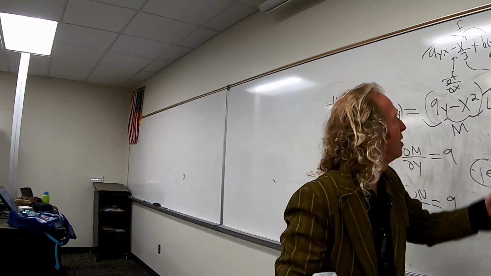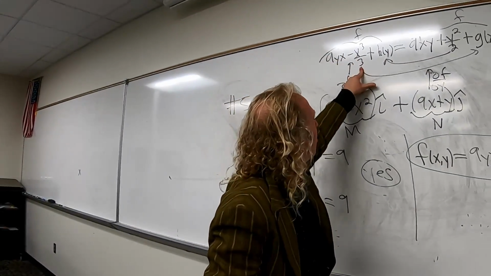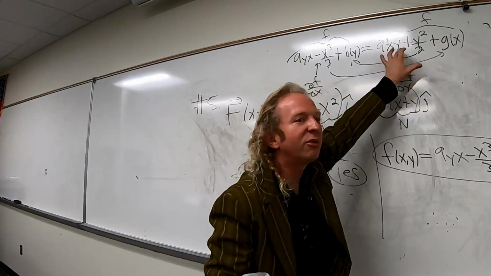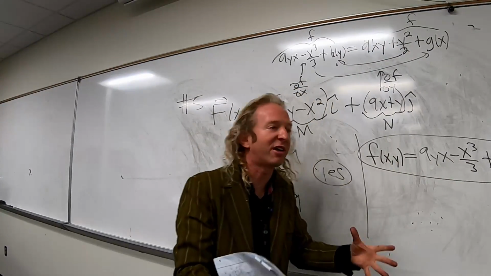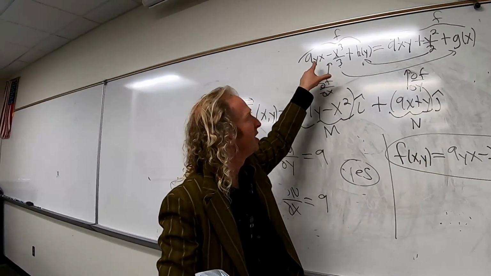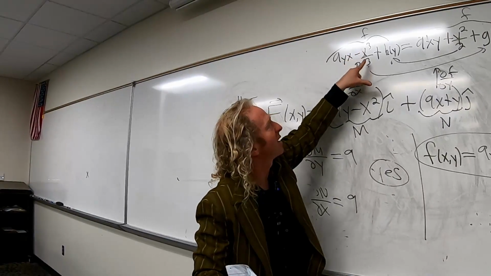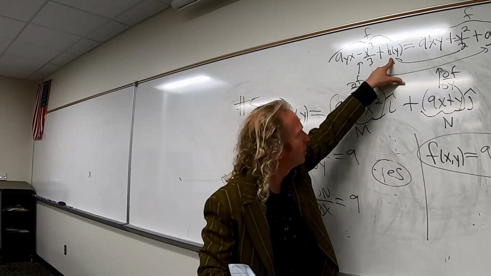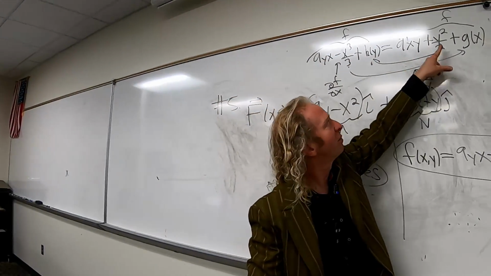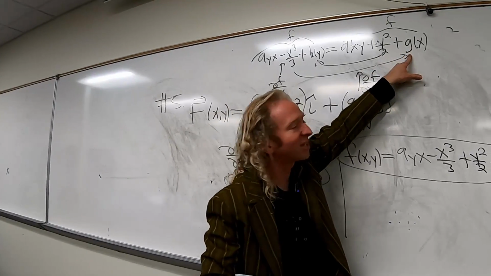So the easy way to do it is just write it down once, ignore it. You already wrote it down. It's just because you want to get all of f, because both sides are equal to f. Here you have 9yx minus x cubed over 3 plus y squared over 2. Here you have 9xy plus y squared over 2 minus x cubed over 3.